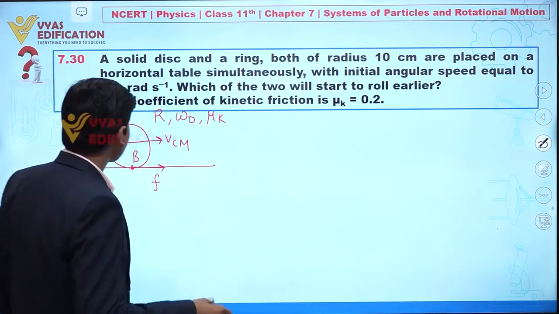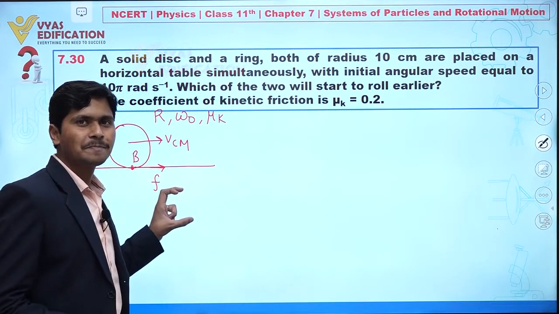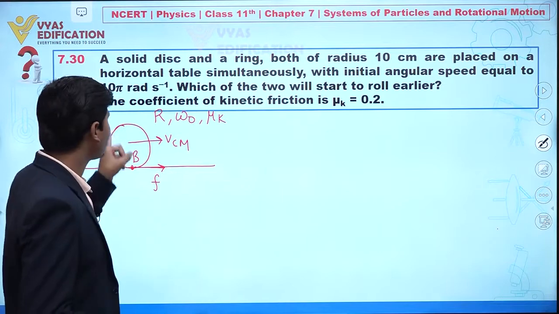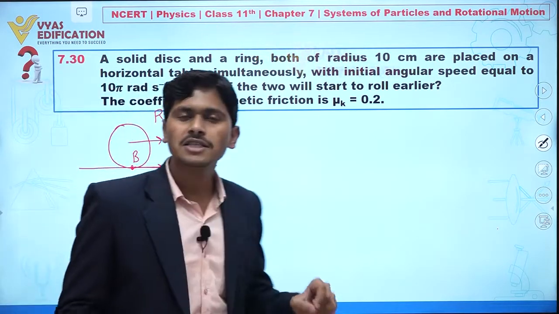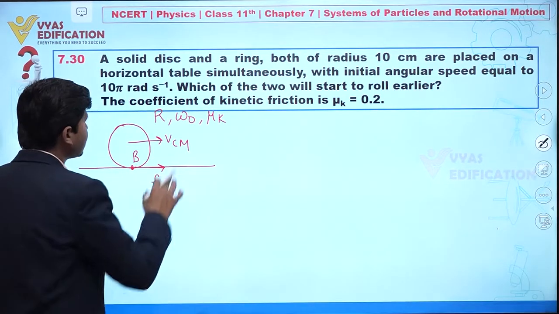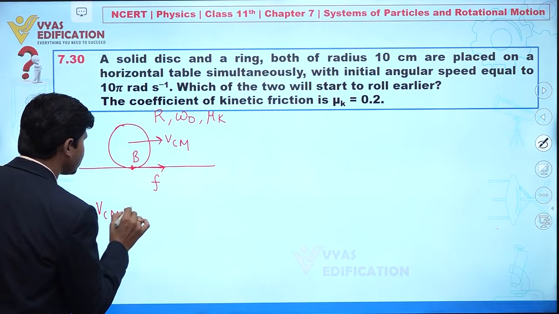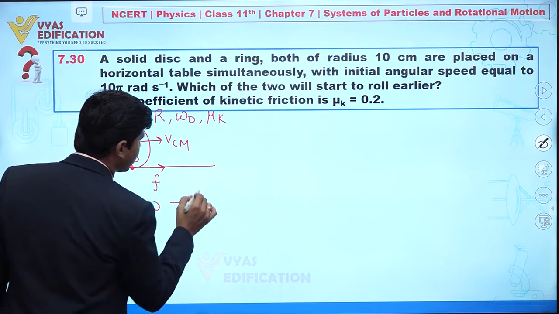Clear? So at that time the use of this friction is to bring this body into a pure rolling condition. Once the pure rolling condition is achieved, this friction force becomes zero. Clear? So we can write like this: V center of mass should be equal to R omega. Let's suppose this is equation number 1.